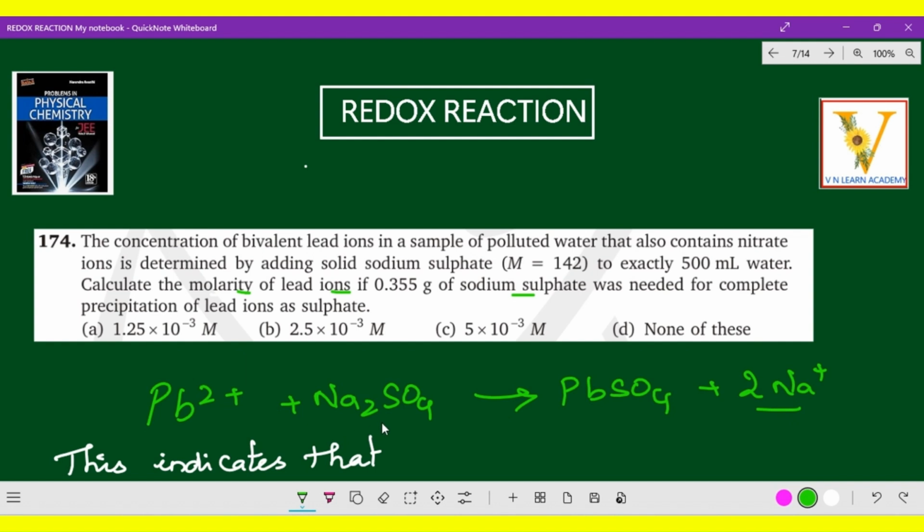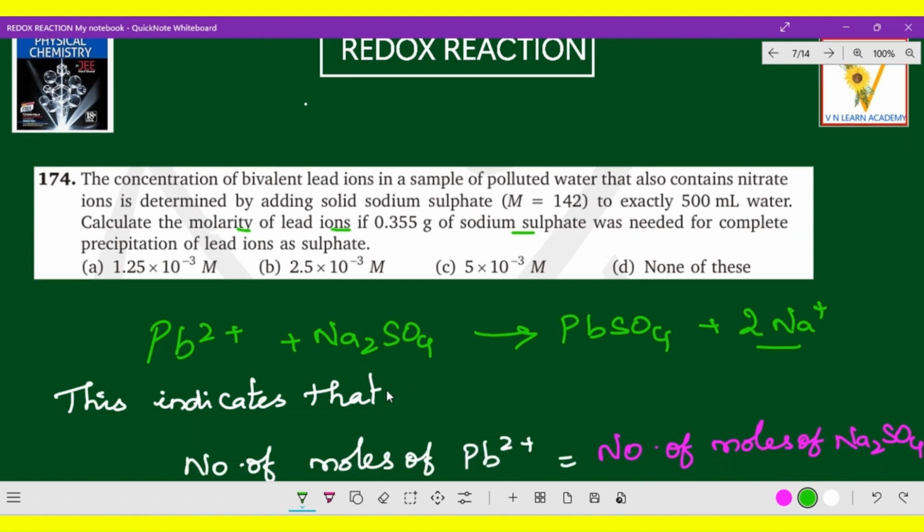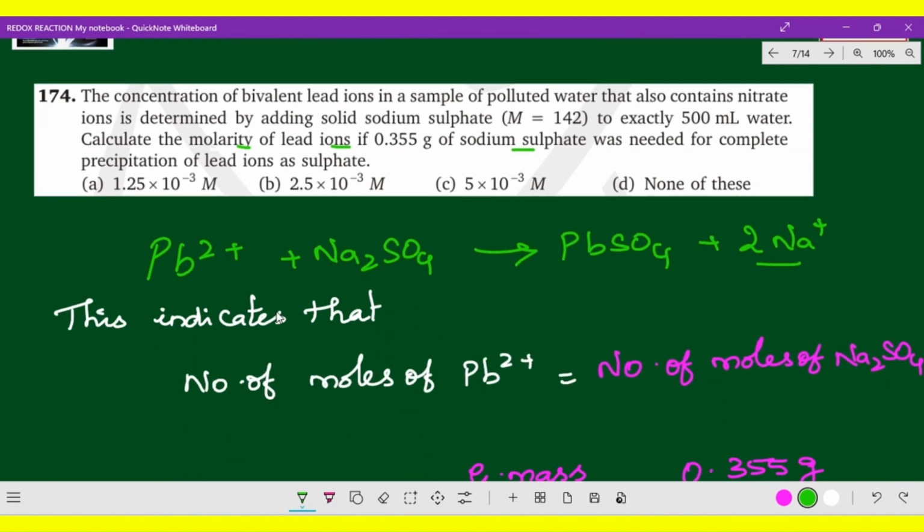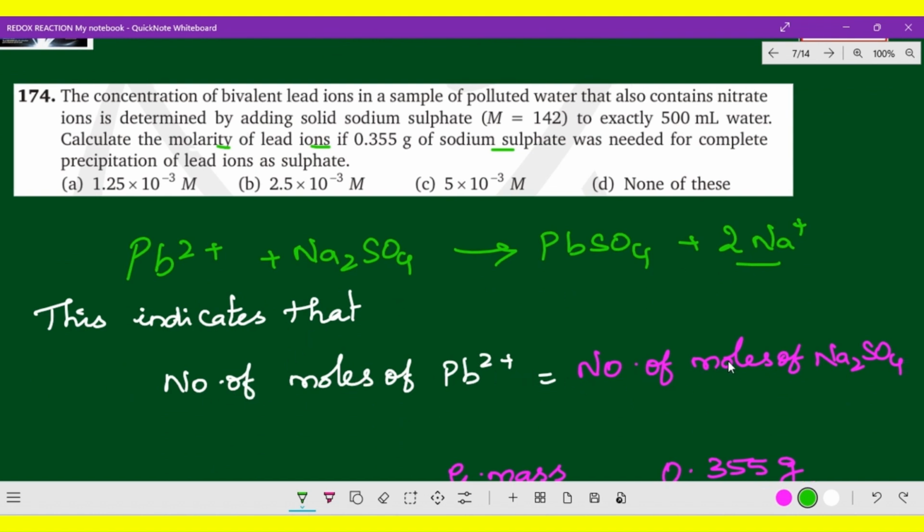So it is actually equal. See, the number of moles ratio is equal here and here, both are equal. So number of moles of Pb2+ equals number of moles of Na2SO4. That is what this equation indicates: number of moles of Pb2+ is 1 and this also 1. Number of moles of Pb2+ is equal to number of moles of Na2SO4.